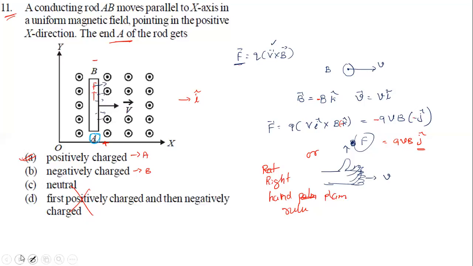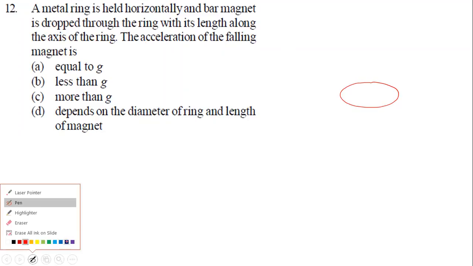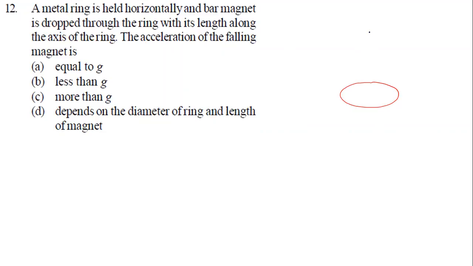Okay, so next we'll go for the next question. Question number 12. Look at this now: a metallic ring is held horizontally. So we are going to hold a metallic ring horizontally like this. There is a metallic ring in the horizontal plane. And a bar magnet is dropped through the ring with its length along the axis of the ring. Now, where is the axis of the ring? Let me take the axis of the ring. The axis of the ring is like this.